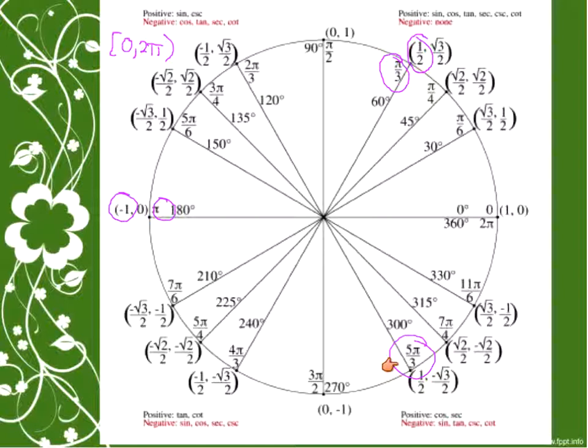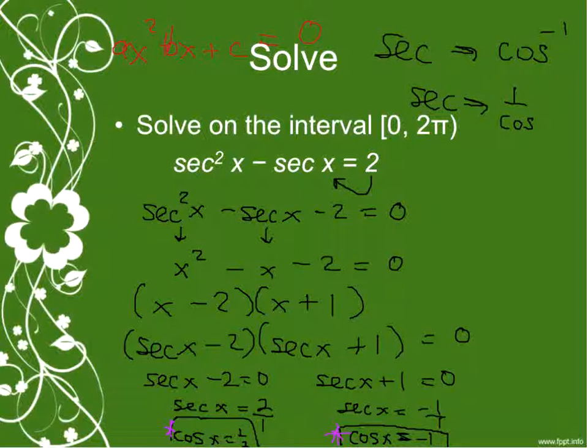Sorry, I'm trying to flip my papers here. So this first one, this one on the left down here, this one had solutions of pi over 3 and 5 pi over 3. The second one had a solution of pi. So when the question says solve on the interval, this whole interval ended up having 3 solutions. Is everybody okay with that answer now, how I got there?